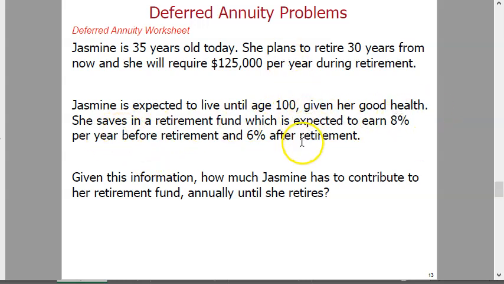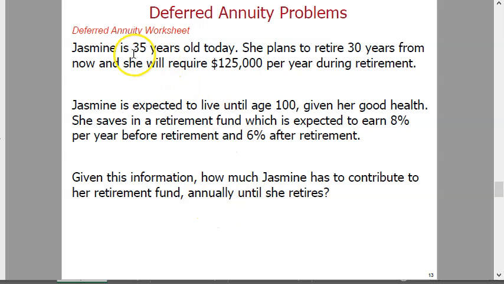The retirement account is going to get 8% per year before retirement. So before she retires, she is going to invest in maybe high risk assets such as stocks, and she is going to get 8% per year. Then after she retires, she is going to reduce risk in her portfolio. As a result, she is going to get a lesser return after she retires. So given this information, how much does Jasmine have to contribute to her retirement?